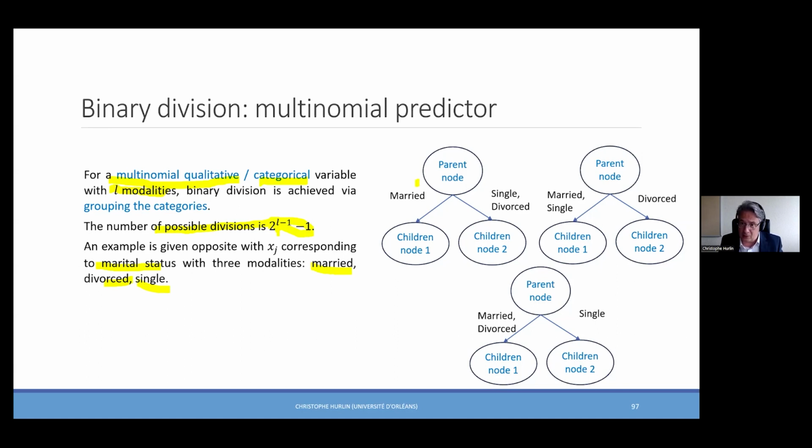First, I can consider the marital status each time, but I can say, if it is married, on the left, otherwise on the right, with the single and divorced. Or I can consider married and single on the left, divorced on the right; or married and divorced on the left, single on the right. So with a 3 modalities variable, I have 3 potential alternative binary divisions. Is it clear? Great.